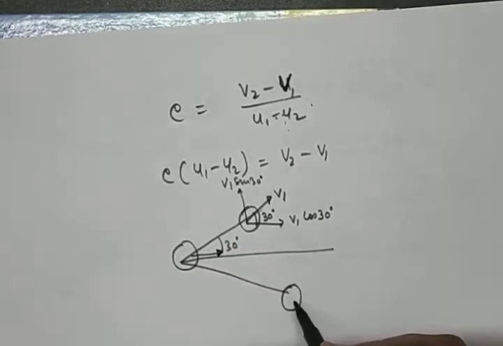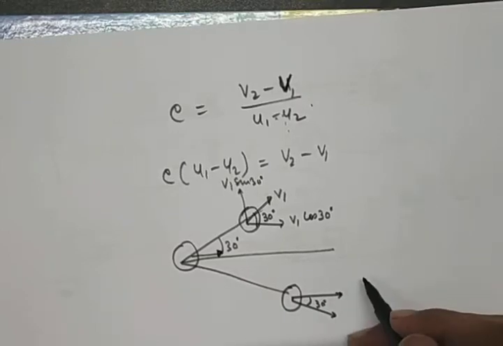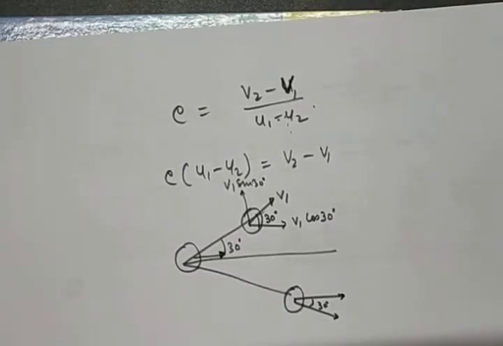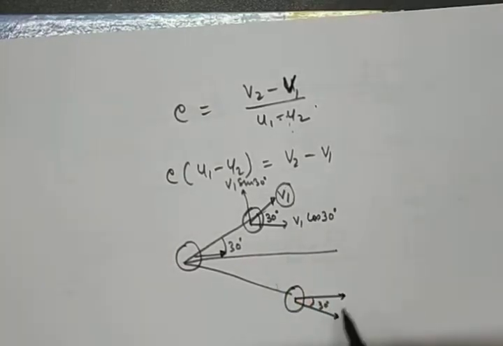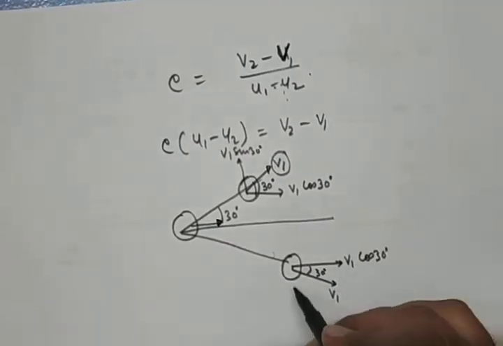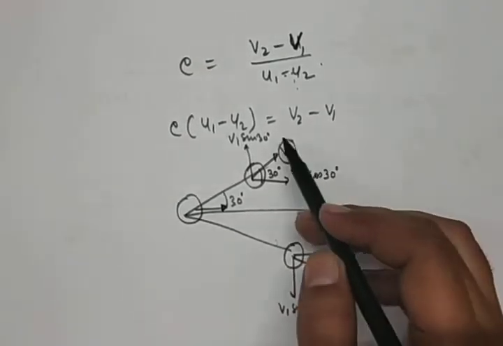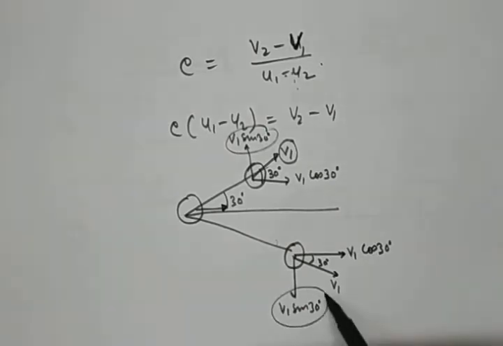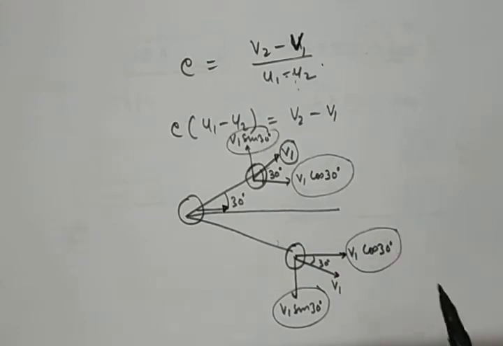Similarly for this ball, this is also 30 degrees. As the collision is symmetrical, if this ball moves with velocity v1, this ball will also move with velocity v1. So this is v1 cos 30 and this is v1 sin 30. Look at the components of the velocity. The v1 sin theta and v1 sin theta will cancel out. The only impact that we have to find out is for the horizontal component, that is v1 cos 30.